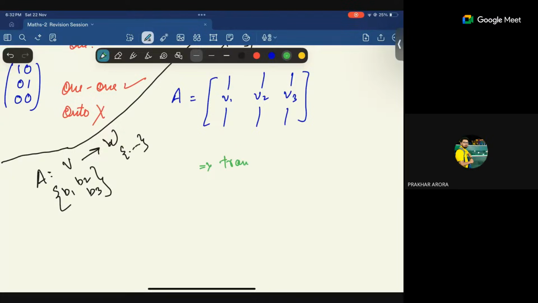This is transformation of, just like this, linear transformation of b1 is equal to b1, linear transformation of b2 is equal to b2, linear transformation of b3 is equal.